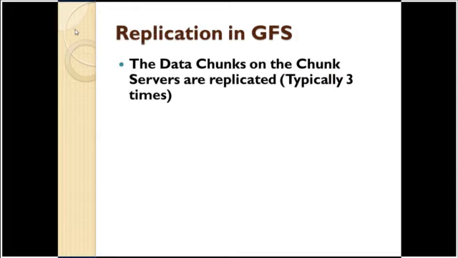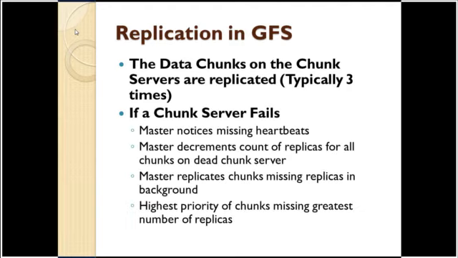Replication in GFS. The data chunks on the chunk servers are typically replicated 3 times. If a chunk server fails, the master notices missing heartbeats. The master decrements the replica count for all chunks on the dead chunk server. The master replicates chunks with missing replicas in the background, giving higher priority to chunks missing the greatest number of replicas.